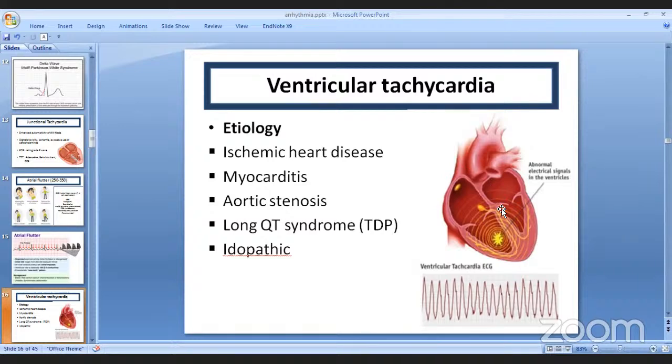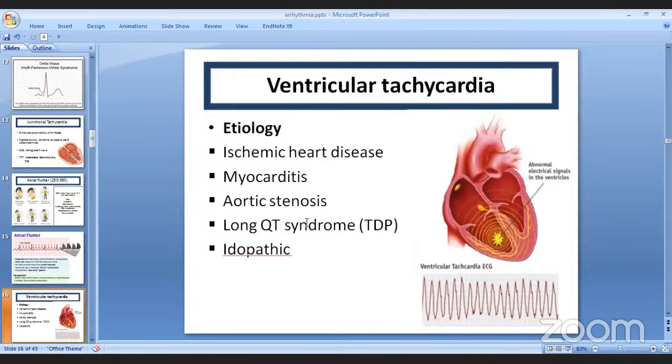In aortic stenosis, what happens is that the ventricles start to dilate badly, and then it's going to cause an abnormal rhythm of the heart. Long QT syndrome, we also call torsades de pointes, meaning that it's twisting around a point. The impulses are twisting around the point. So long QT syndrome can also cause ventricular tachycardia. It can also have different causes.